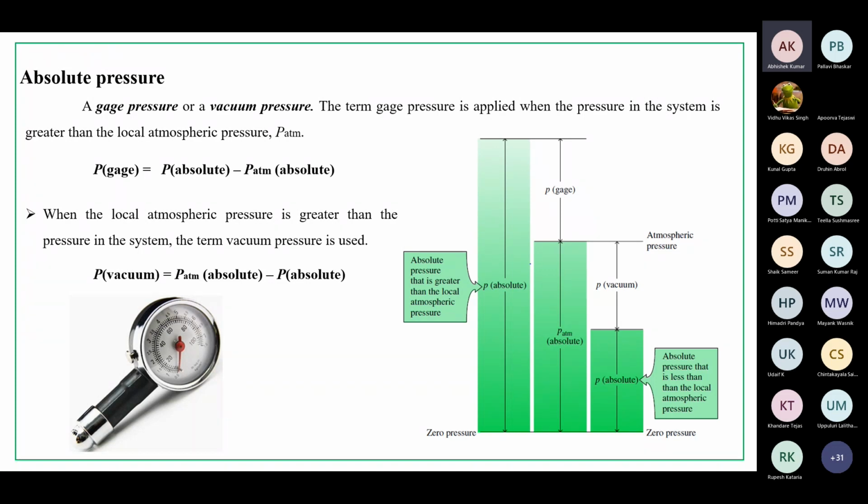Now the pressure measurement. Suppose you have gone to the puncture shop, whatever we can call it, an automobile shop, and you want to measure your tire pressure. Then he will bring the gauge. What is the gauge showing initially? It is showing 0.